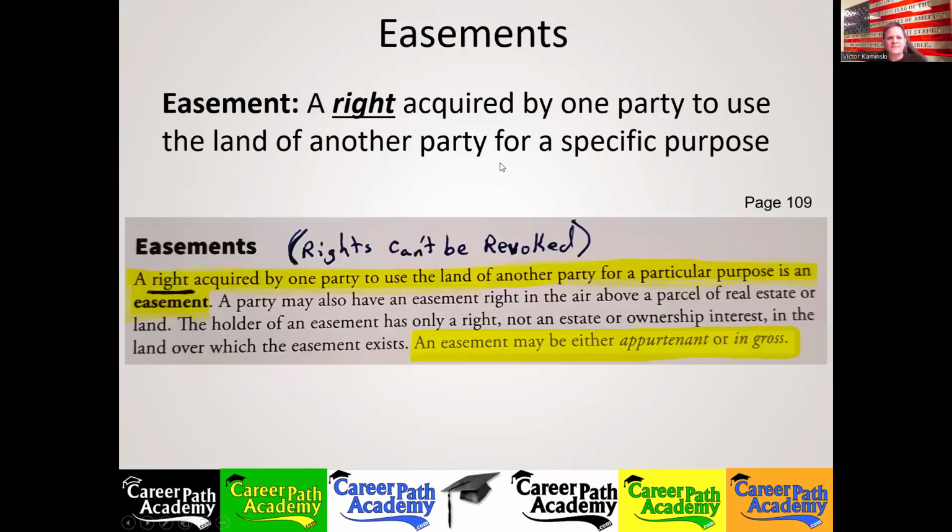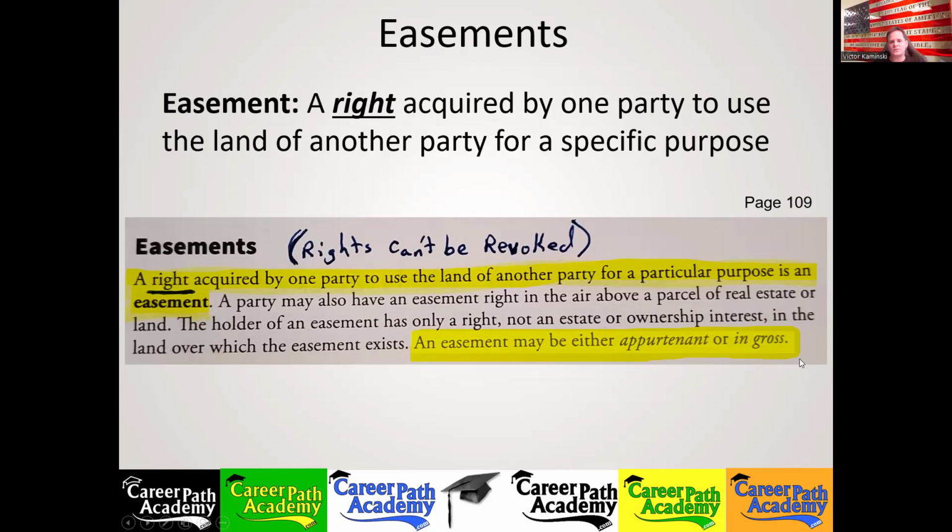All right. An easement is a right acquired by one party to use the land of another for a specific purpose. Now, if you have rights, nobody can take your rights from you. They're yours. So it is a right acquired by one party to use the land of another for particular purposes, an easement. Underline the word right.